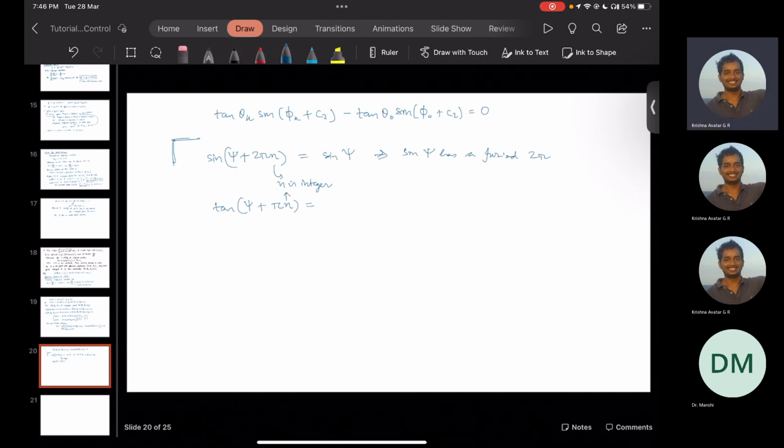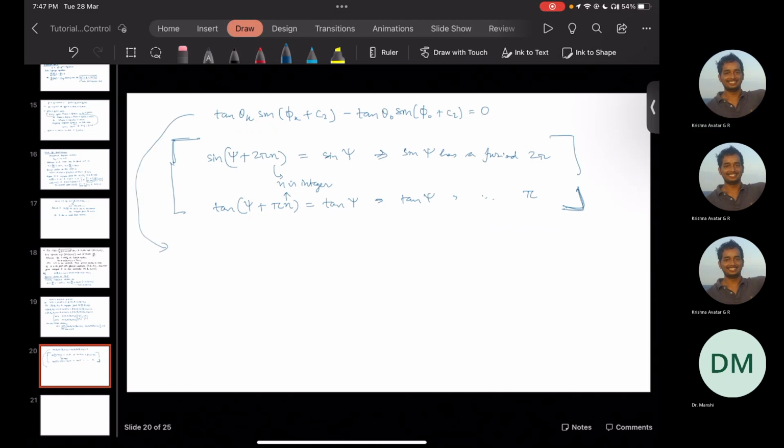So psi plus pi will be tan psi. So this means that tan psi has a period pi. This was the digression, and we'll require this in solving the question here. Fine. Now what you see is, which means that if we are looking at this term here, let's do it term by term.